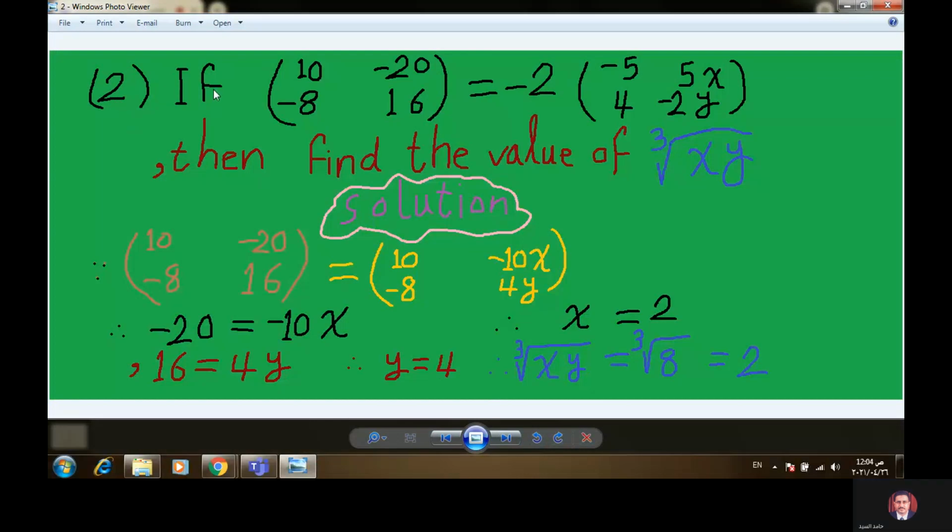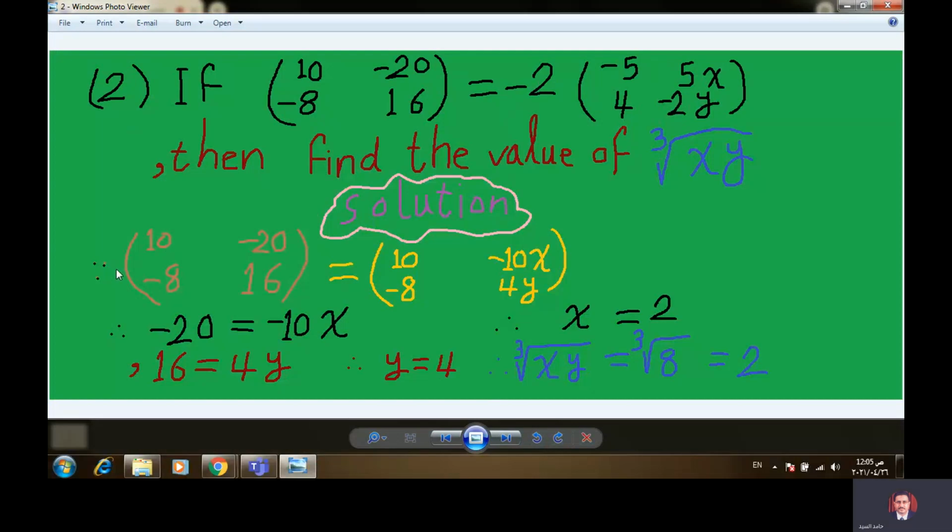Number 2. If this matrix of elements 10, negative 20, negative 8, and 16 equal negative 2 times this matrix of elements negative 5, 5x, 4, and negative 2y, then find the value of the cubic root of xy.